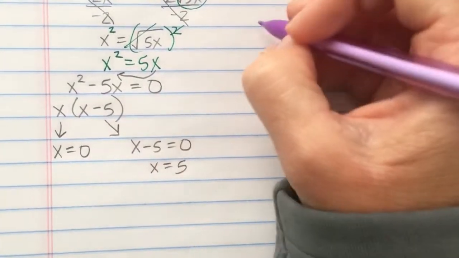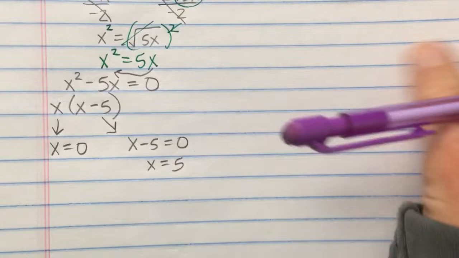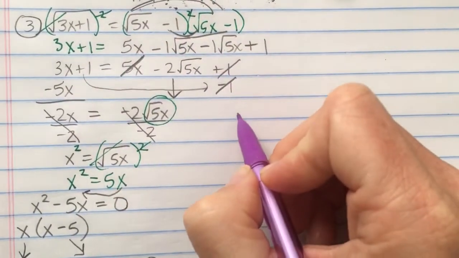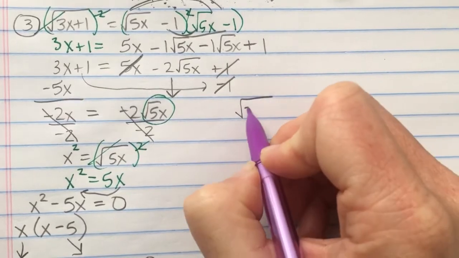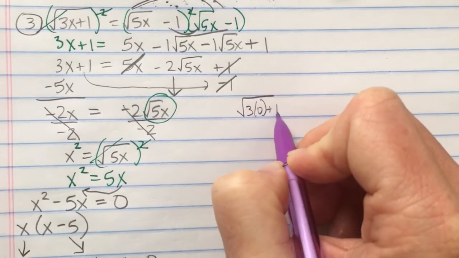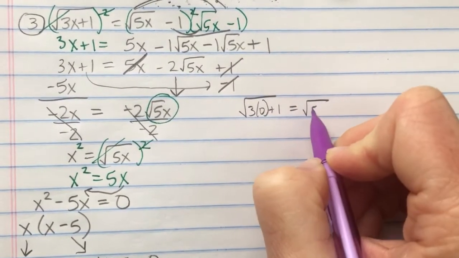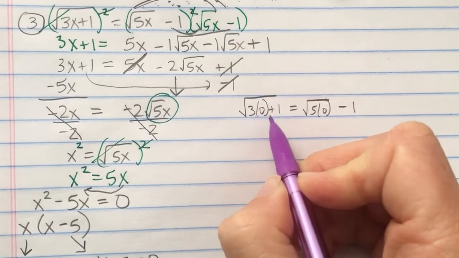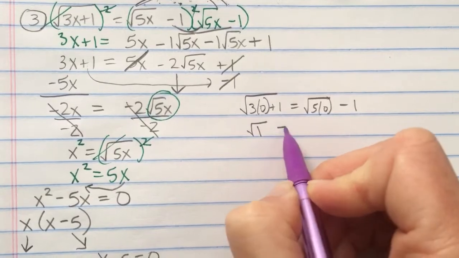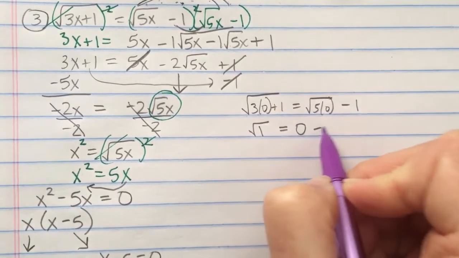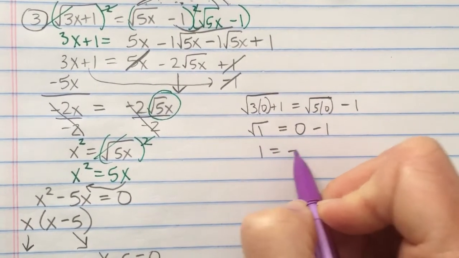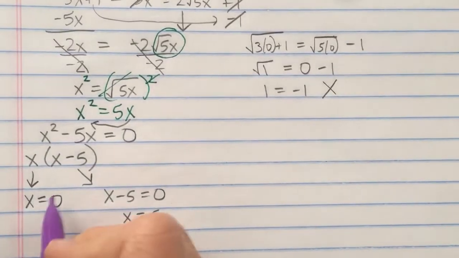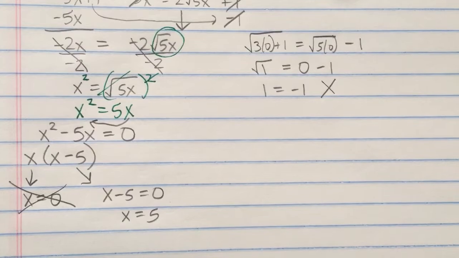I'm going to check x equals 0 first. So when I plug it back into the original, the square root of 3 times 0 plus 1 equals the square root of 5 times 0 minus 1. 3 times 0 is 0 plus 1, that'd be the square root of 1. This is the square root of 0 minus 1. The square root of 1 is 1. This gives you negative 1. So that does not work. So x equals 0 is not a solution.